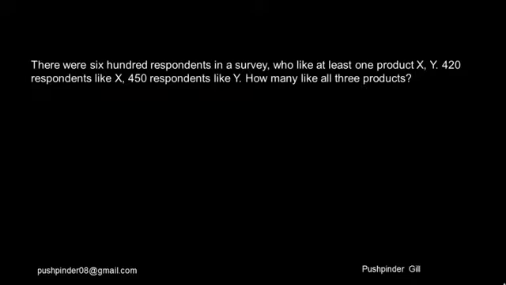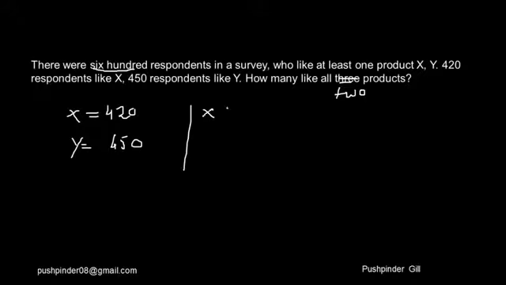There were 600 respondents in a survey who like at least one of the products, X or Y, right? And 420 like X. So the number of people who like X is equal to 420, right? The number of people who like Y is equal to 450. Fine. So we have to find, oh sorry, there are 2 products here. How many of them like all 2 products? So I know there are a total of 600 respondents. So I can say that the union of X and Y is equal to 600.